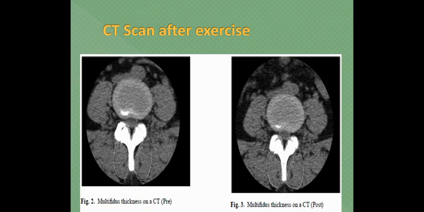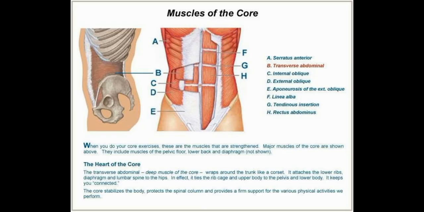So the CT scan after exercises: in this image, the left hand side is showing the multifidus thickness on a CT scan pre exercises, and on the right hand side, figure 3, we can see multifidus thickness post exercises. Core muscle strengthening should also be done as part of the physiotherapy program. We have to focus mainly on the transverse abdominis muscle.